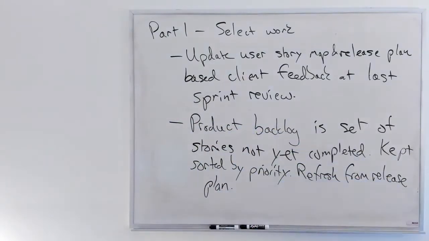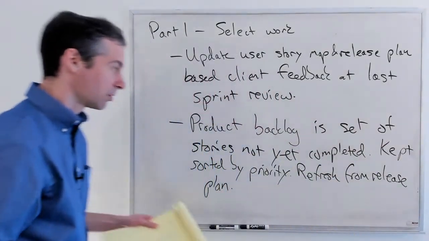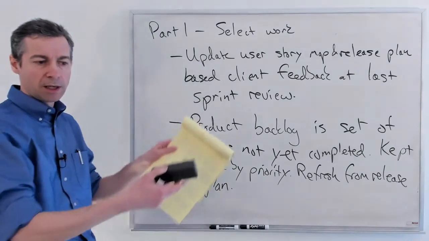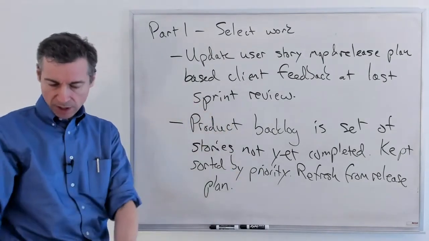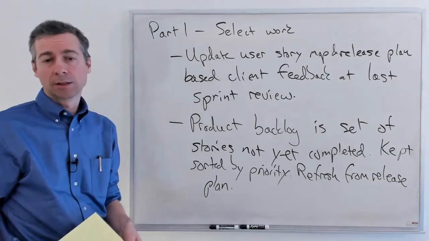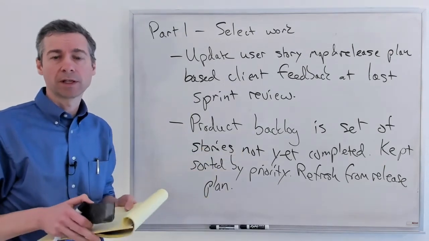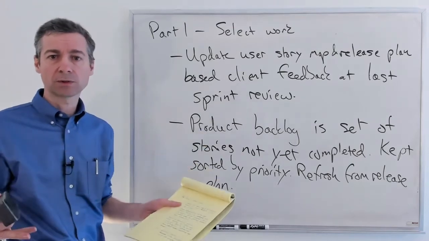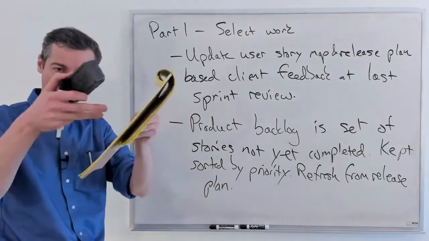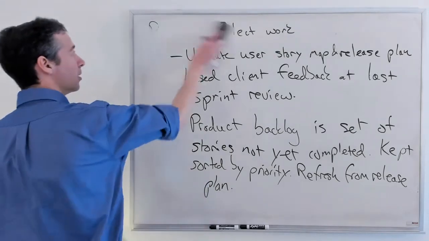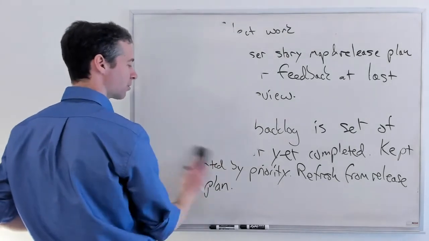All right. So that's pretty simple. Make sure your map and release plan are up to date, and then verify that your product backlog matches the priorities that you know for those stories in the release plan. All of the stories in the release plan that you haven't yet done, they're in your backlog and they're sorted by priority order. Top of the list is the highest priority.